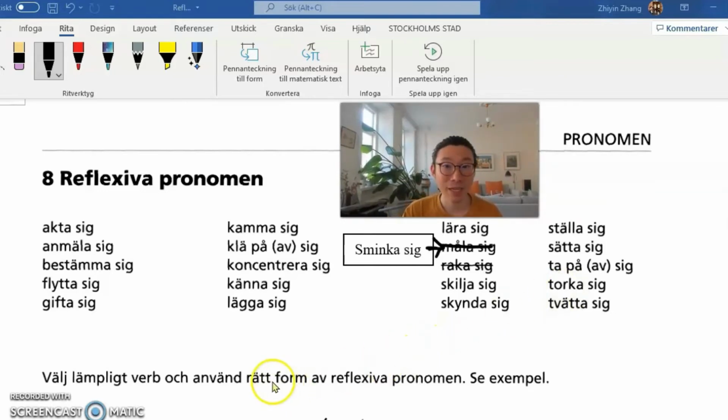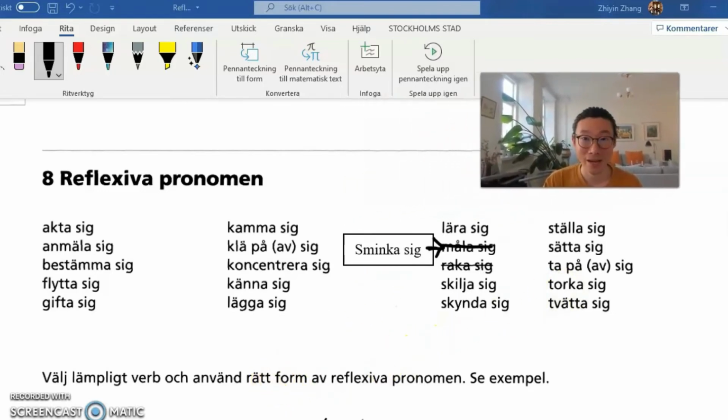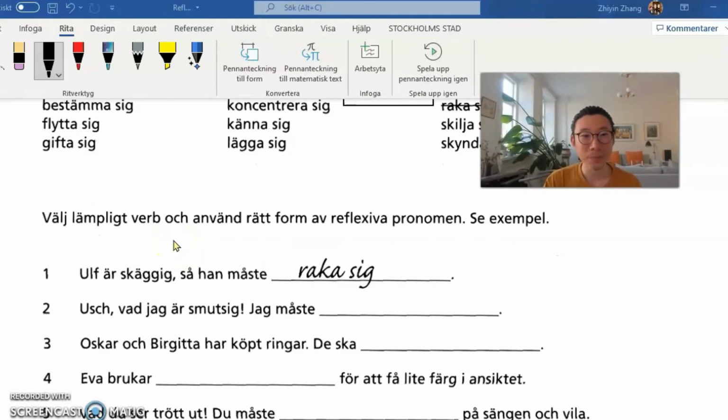Okej, nu ska vi läsa de meningarna tillsammans. Vi har Ulf är skäggig så han måste raka sig. Ulf is having a lot of beard. In Swedish you have the adjective skäggig, bearded. Så han måste raka sig. So he needs to shave. But in Swedish you need to say raka sig.